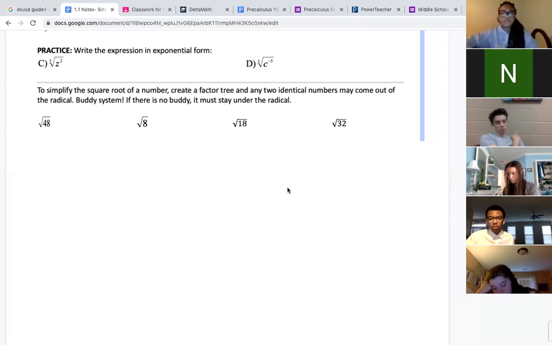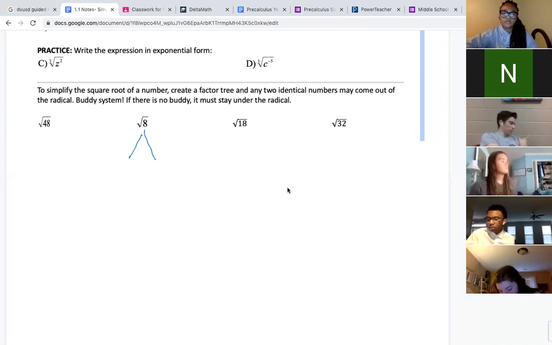So what you're going to do is make a factor tree. Do y'all remember making those when you were in like 8th grade? So we're going to break these down. I'm going to start with the second one just because it's a small example, just so we can see it. So what are 2 factors of 8? 2 and 4. Perfect.